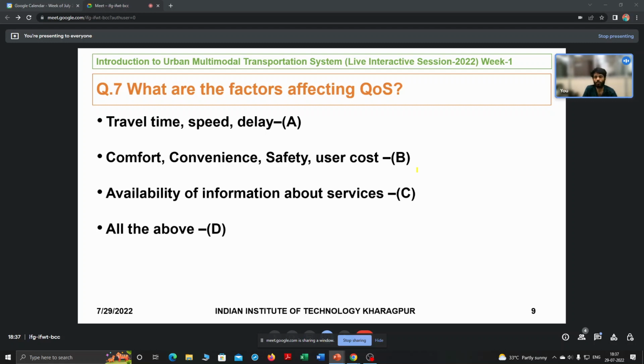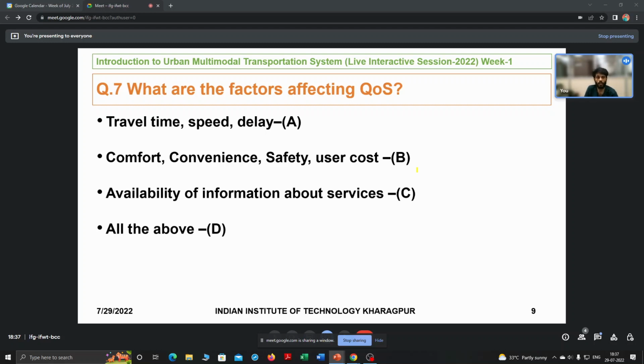Then comfort. What is comfort? Comfort means if you are riding a bus and the bus is less congested, not overcrowded, and at least you have a seat, you are sitting, it is not that you are standing, then you can rate it as comfortable, right?